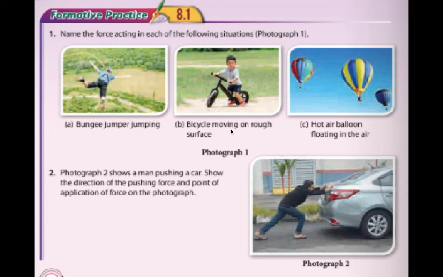B. Bicycle moving on rough surface. Dia kata bicycle moving. So bila an object move and in contact with a surface, selalunya apa force yang akan wujud? Frictional force. Yes, frictional force. And you must remember, frictional force is always the opposite of the direction of the motion. Let's say if this kid bergerak ke depan, so the frictional force punya direction is ke belakang. So frictional force is always opposite the force that is acting.